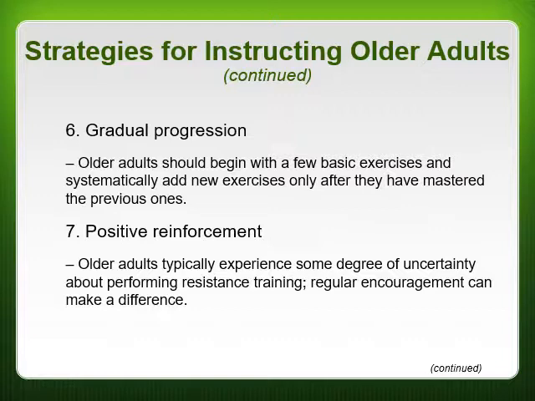Progression, much like anything, but especially with older adults, very gradual. A couple basic exercises, then over time as they begin to master them, get better, you start to add new exercises. Always, always, always provide positive reinforcement. Older adults typically experience some degree of uncertainty about performing resistance training. They might be scared. We kind of mentioned that at the beginning of this section when it comes to strategies. Everyone wants to feel good about what they did, so positive reinforcement is crucial. Regular encouragement really can help to improve their experience and help them overall in their compliance, their life, and even in your session and relationship with them.